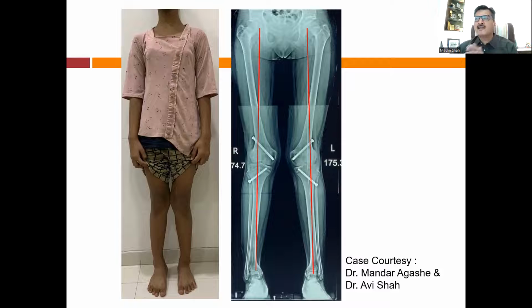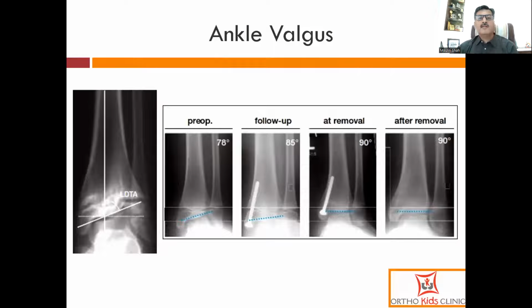PET screw carries a risk that the physis where we put it will lead to permanent epiphyseal disease because it's a compression device. But we are not worried in children who are nearing skeletal maturity. There are a few more indications where you can use growth modulation.